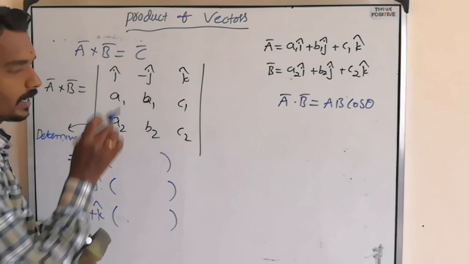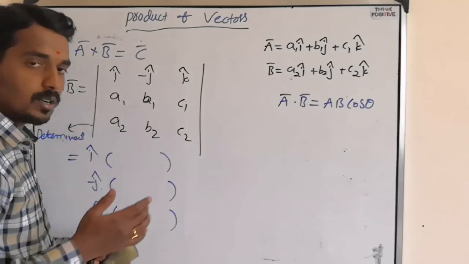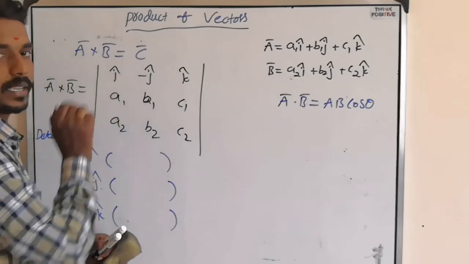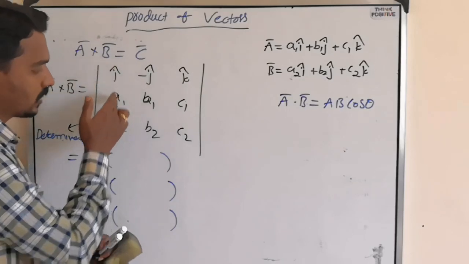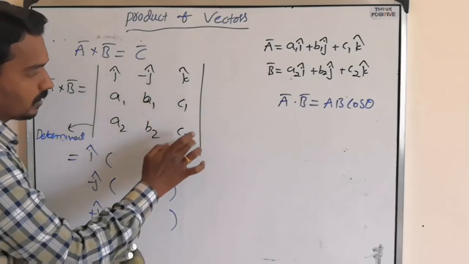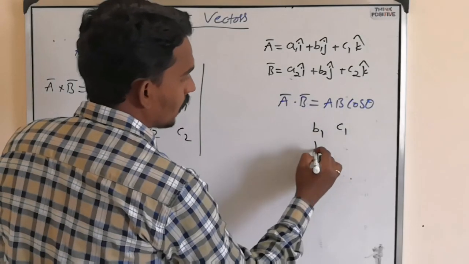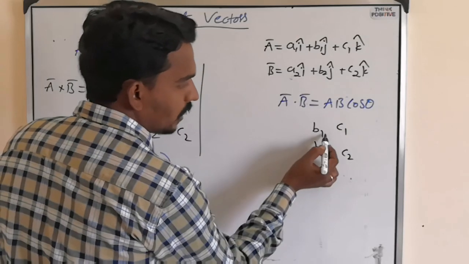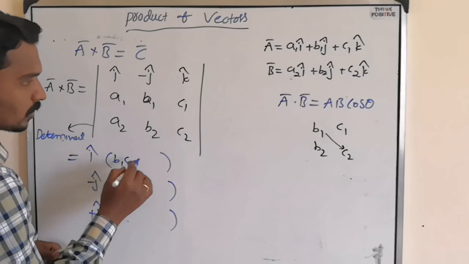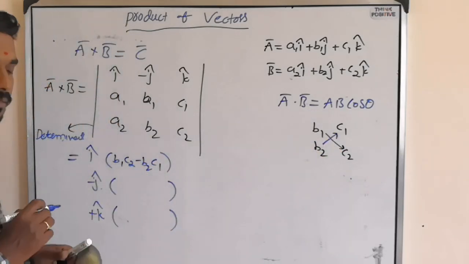See here, first the i term. When you want to find the i term, you have to remove the column and row which include i. This is the row, this is the column. If you remove these two, then what remains here? This one. What is that? B1, C1, B2, C2. Then you have to cross multiply like this. So B1 C2, then minus B2 C1.